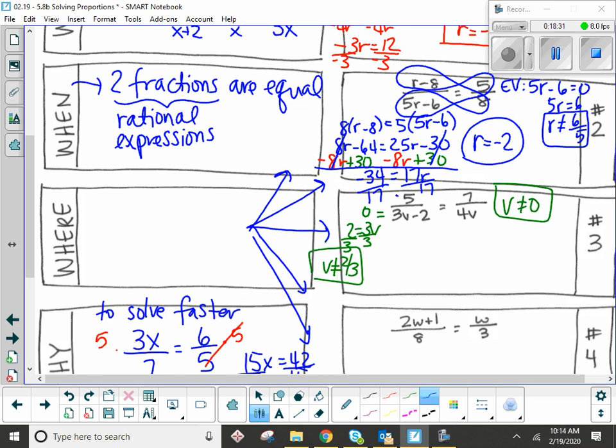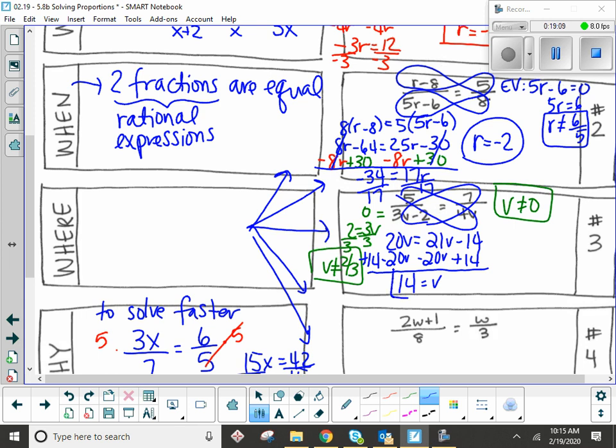Cross multiply here. Cross multiply here. You should have 20v. And I'll skip the distributive step. So it's 7 times all of that. So you have 21v minus 14. Yes? Then what did you do? Move the 14 over. And if you're going to do that, then you have to move the 20v over. So 14 equals v. Is that okay? Is that one of my excluded values? Nope. So it's good.